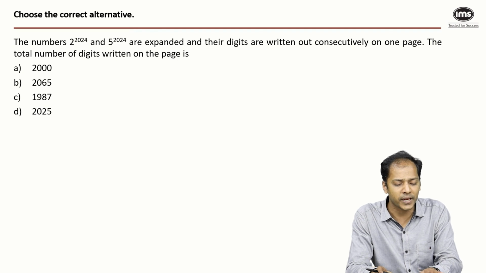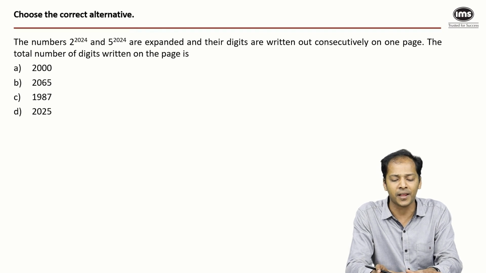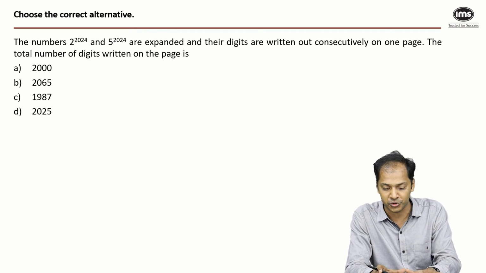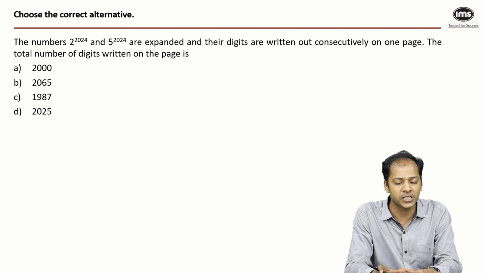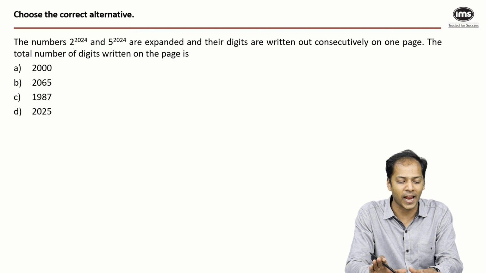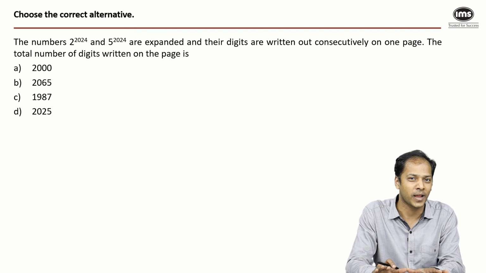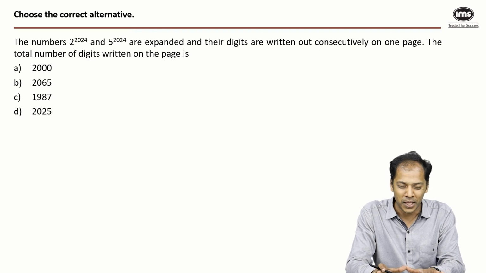The numbers 2 raised to the power 2024 and 5 raised to the power 2024 are expanded, and their digits are written out consecutively on one page. The total number of digits written on the page is... Now obviously it is not expected that we write all the digits of 2 raised to the power 2024 and 5 raised to the power 2024 and calculate the answer.